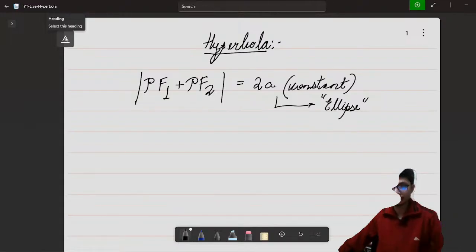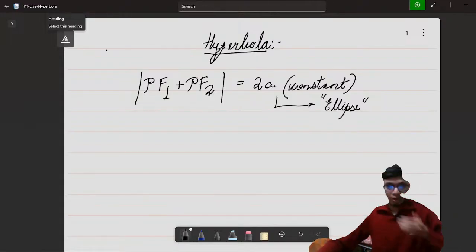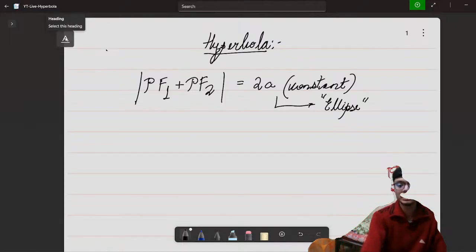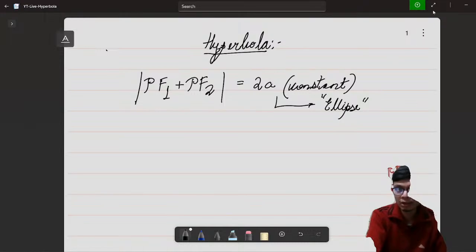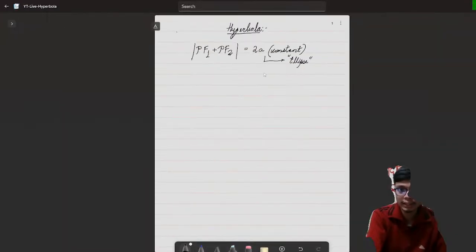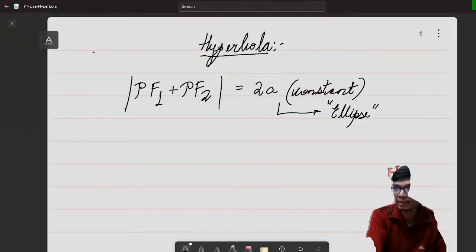In today's lecture, we are going to discuss the difference that we will see in the case of a hyperbola. If you look carefully, all the results of ellipse and hyperbola are going to be very similar. Is this part clear to all of you?